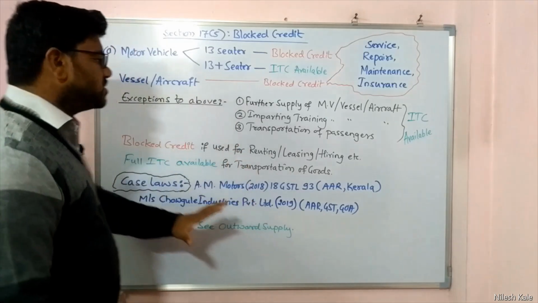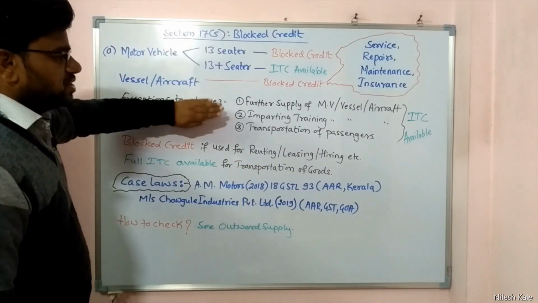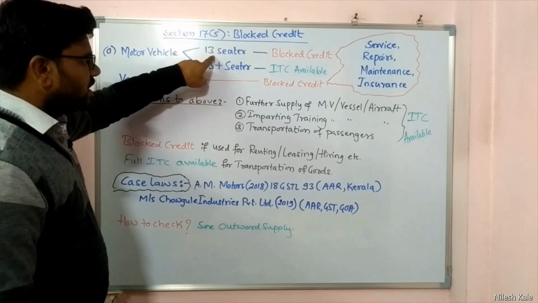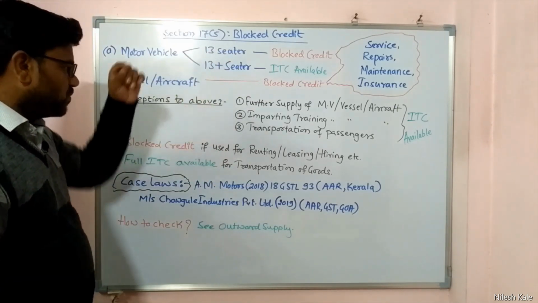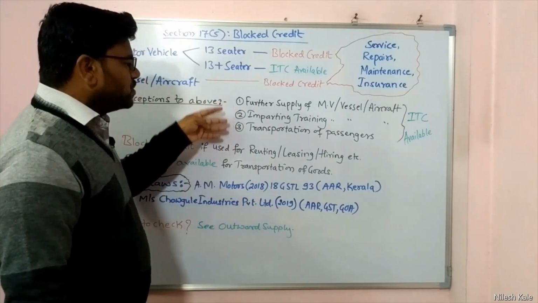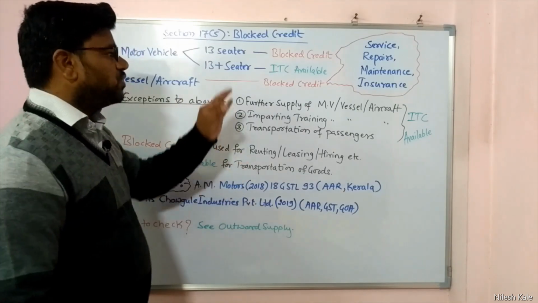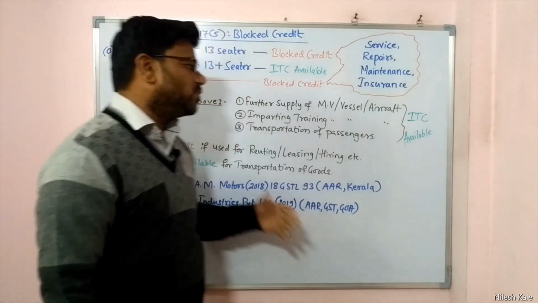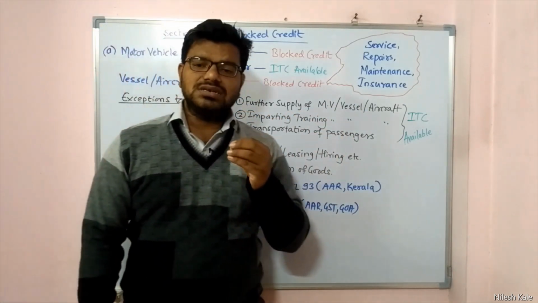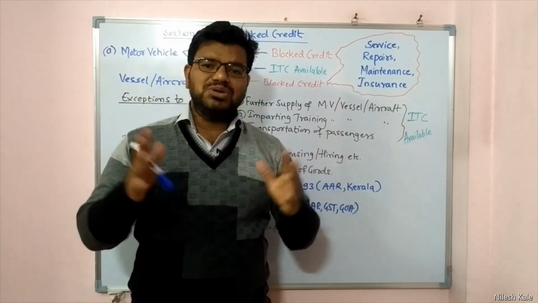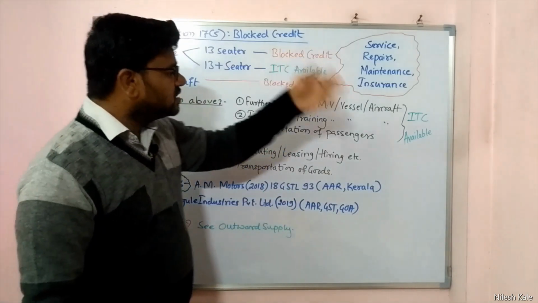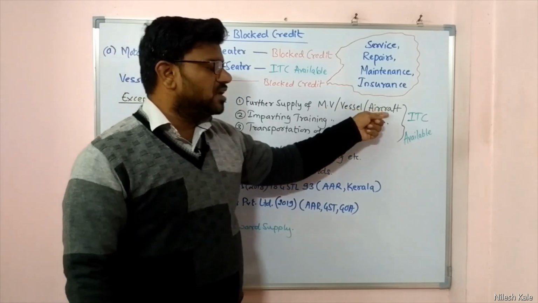Now the exceptions. There are 3 such persons, such businesses. If they are using a motor vehicle, even if it is 13 seater or less, even if it is 1 seater, 2 seater, or 4 seater car or whatever, if they fit into these 3 exceptions, then you are getting the ITC. What are those? Further supply of motor vehicles, vessels and aircraft. Consider Maruti Suzuki Motors, consider Tata Motors, consider other companies which are manufacturing and selling these cars. They are actually further supplying motor vehicles, vessels and aircraft.